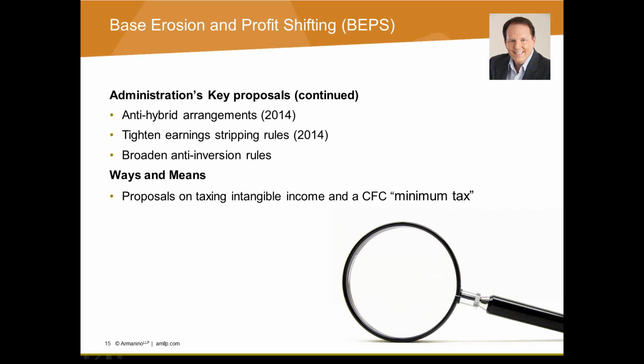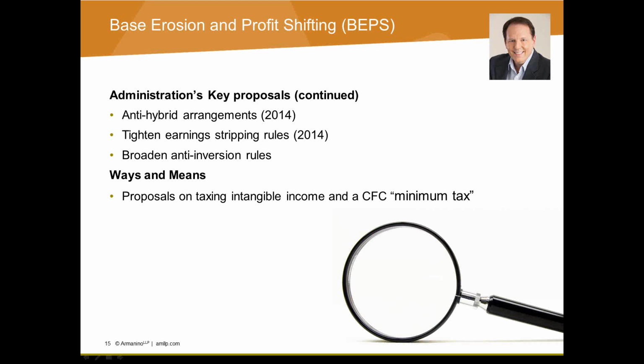Lastly, the Congress, this talks about the Ways and Means Committee, but it's also the Senate Finance Committee, have over the last couple of years, like 4 years at least, had a number of proposals, including proposals on the taxation of excessive intangible income that are similar to what the administration has provided.